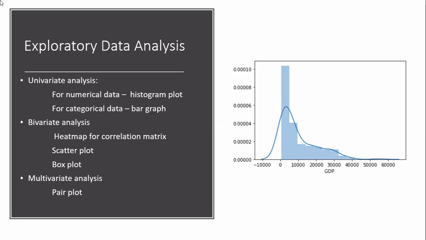There were three types of analysis that we did: univariate, bivariate, and multivariate. For univariate, we actually used histogram plots for the numerical data. There were two categorical data that we had in our data set, which we later converted into numerical data. For these data, we used the bar graph. For bivariate analysis, we used a heat map for the correlation matrix, scatter plot, and box plot. And as you can see, we use pair plot for multivariate analysis.